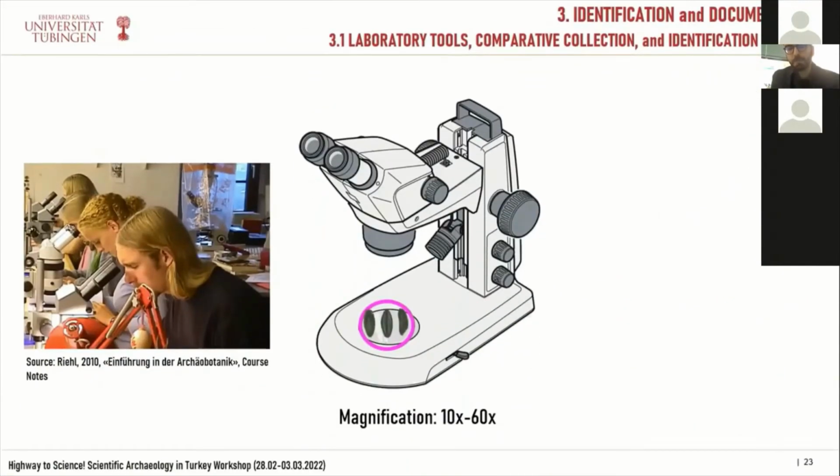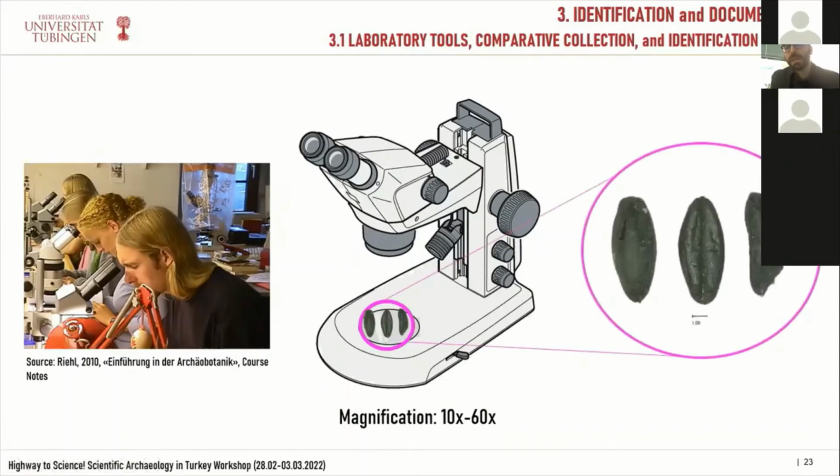All right. When we look under the microscope, this could be a low power microscope, like a stereo microscope with the magnification of 10 times or 60 times. Then we look at this seed, we are looking at different morphological features of the seed, and also from different views. Here you can see this is the dorsal view, ventral view, and lateral view. And also you can look at it in the cross section or transversal view.